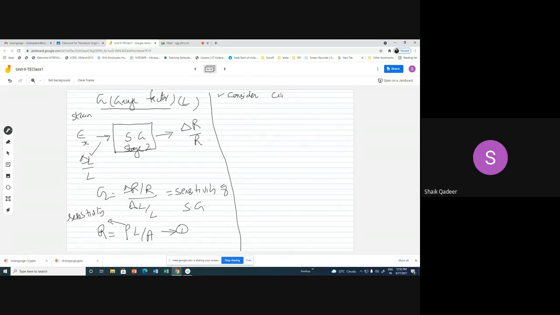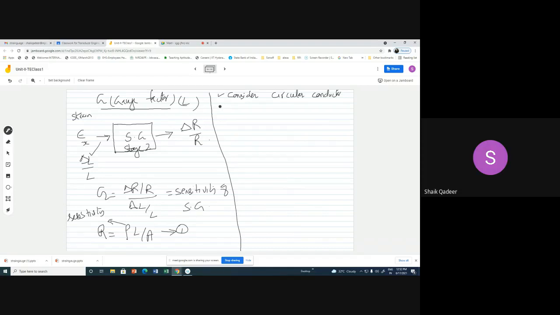Consider a circular conductor, because the shape of a wire is circular in nature, correct? Usually the strain gauge is of circular shape. So can I proceed? Yes, sir.